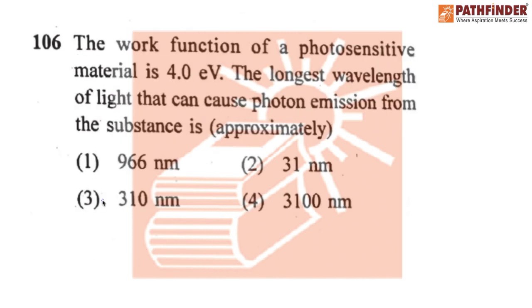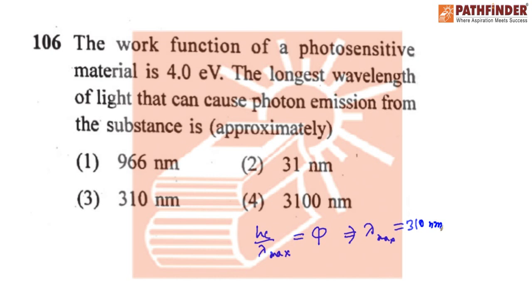The work function of a photosensitive material is given. What is the longest wavelength of light that can cause photon emission from the substance? Okay, it's quite a simple question. Just hc by lambda max, which we have to determine, is equal to the work function. So from here you can determine lambda max. If you do the calculation, I'm not showing the calculative part, you can do it easily, it's arithmetic. So it's equal to 310 nanometer.